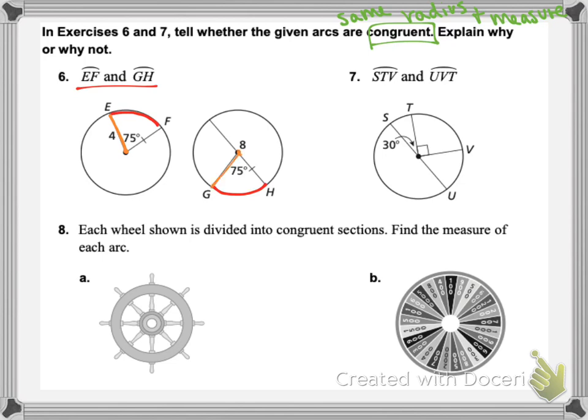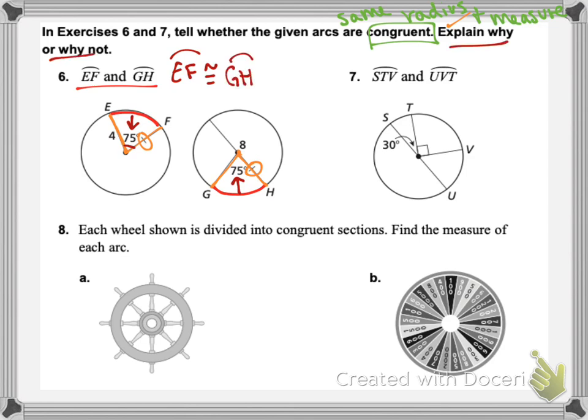On the left it's marked 4, on the right it's not marked, but what I do see is this tick mark, which means that they are congruent. So the radius is congruent, check, and then we just need to make sure that they are the same measure. Because the arc will be the same measure as the central angle, we know they're both 75 degrees, so that means they are congruent. So we would say arc EF is congruent to arc GH.